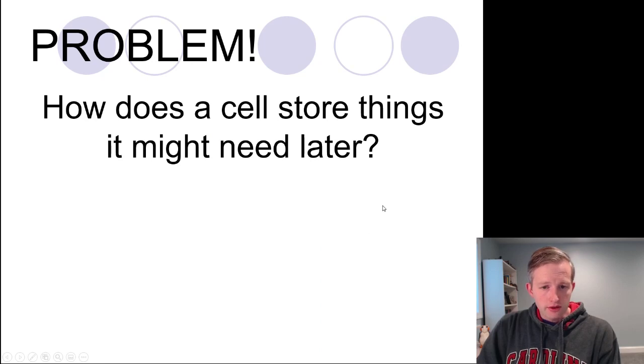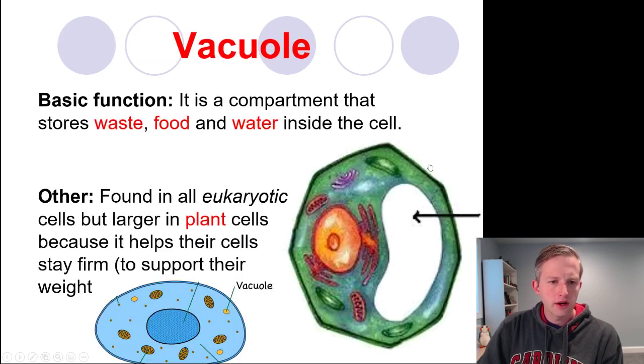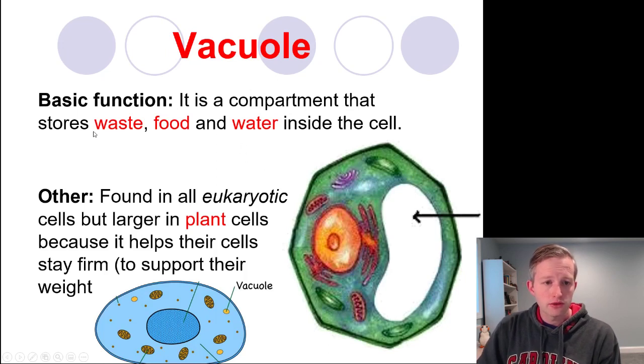How do cells store things? So cells aren't constantly needing a constant supply of all the materials in order to survive. That would be a pretty tough life. And so cells do have the ability to store various nutrients and water and other things, and that happens inside of the vacuole. So the vacuole is a compartment. It stores waste, food, water, pretty much anything that's going on inside of the cell.